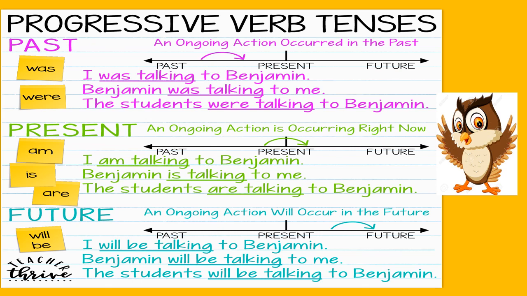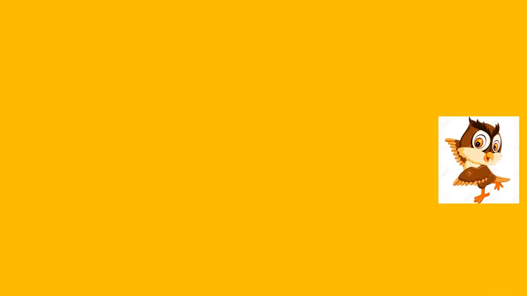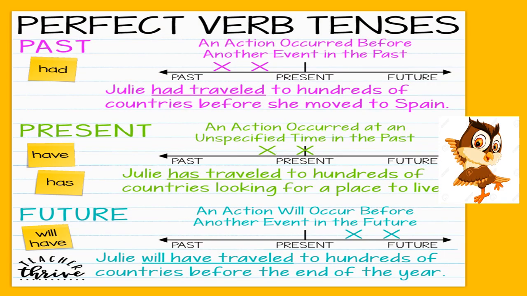So the first example is I will be talking to Benjamin. Benjamin will be talking to me. The students will be talking to Benjamin. So these are the different aspects of past, present and future in progressive verb tenses. Now let's take a look at the perfect verb tenses in past, present and future.